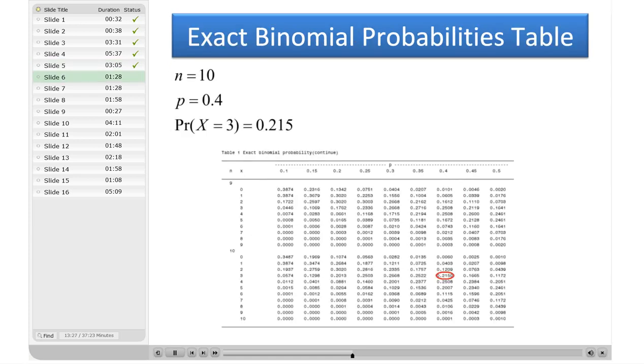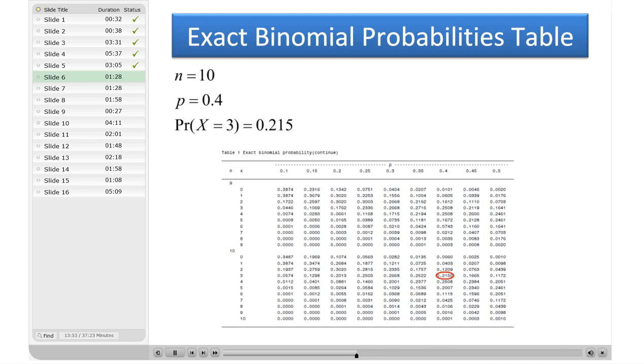We can also calculate probabilities for binomial problems using a table, and this table is attached to the course webpage for this section. This is really easy. Let's say we wanted to do the problem that was on the slide 2 slides ago. It was a binomial problem. N was equal to 10, p was equal to 0.4, and we wanted to calculate the probability that X was 3.